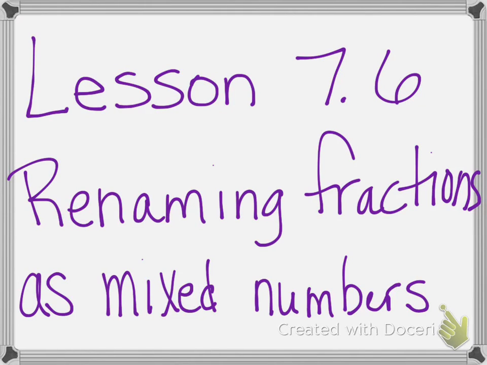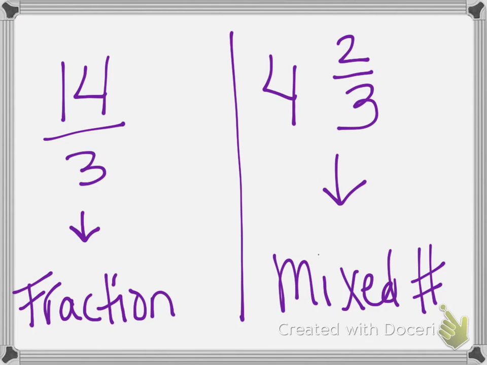Lesson 7.6 is on renaming fractions as mixed numbers, and this will probably be the most challenging lesson so far for Chapter 7. Just to distinguish between the two, 14 thirds would be considered what they call a fraction. I also am naming that an improper fraction because there's a larger number for the numerator than for the denominator. And then over here we have mixed numbers, which have a whole number and a fraction, and we call that mixed because it has the whole number and a fraction.